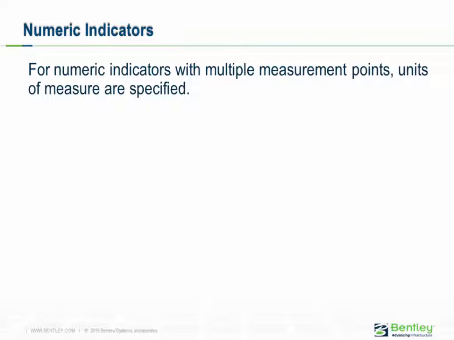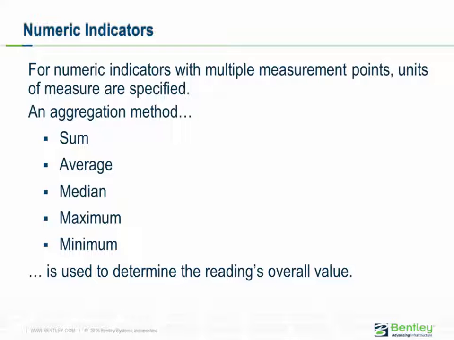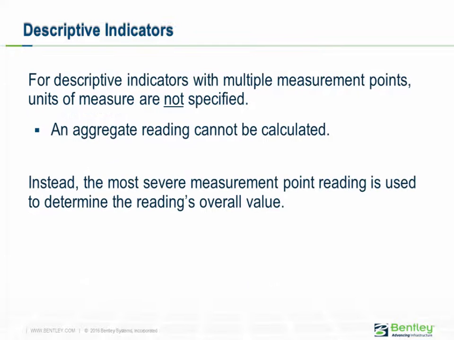For numeric indicators with multiple measurement points, units of measure such as temperature or length are specified. For numeric indicators, the indicator's measurement point aggregation method, either a sum, average, median, maximum, or minimum, is used to determine the measurement point reading that is the reading's overall value. For descriptive indicators with multiple measurement points, an aggregate reading cannot be calculated. Instead, the most severe measurement point reading is used as the overall indicator reading.